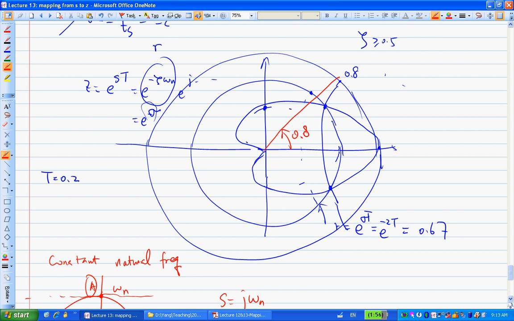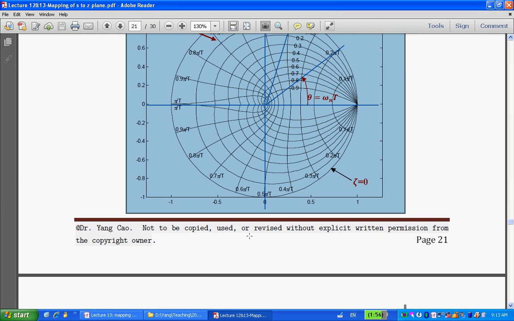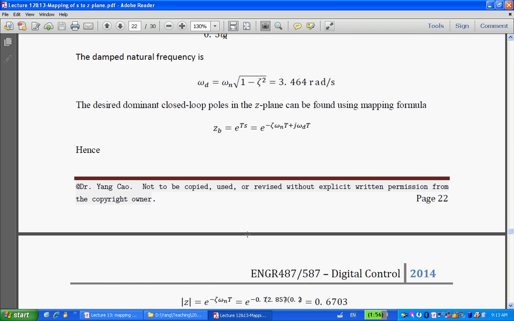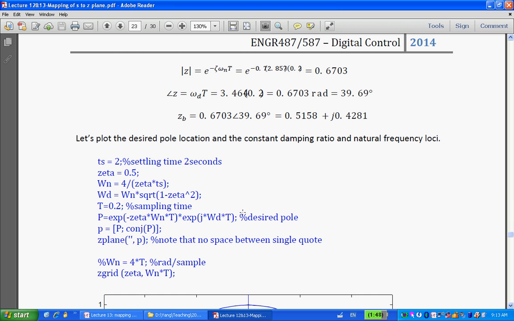There's a little bit of detail here, but I want you to practice MATLAB to draw this. So here's the code, and I'll explain what it does. Ts is the sampling time, zeta is the damping ratio 0.5. Omega n calculates the natural frequency. Omega d is the damped natural frequency. T is the sampling time, and capital P calculates the desired pole.